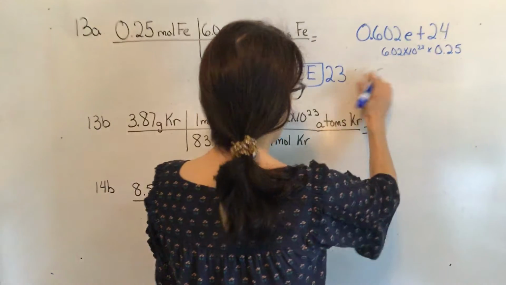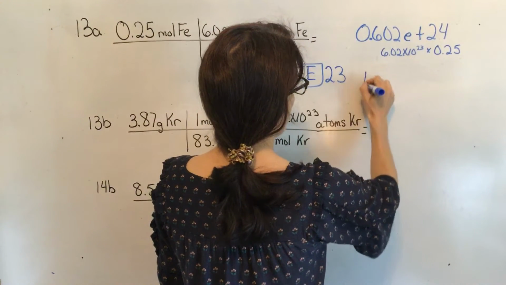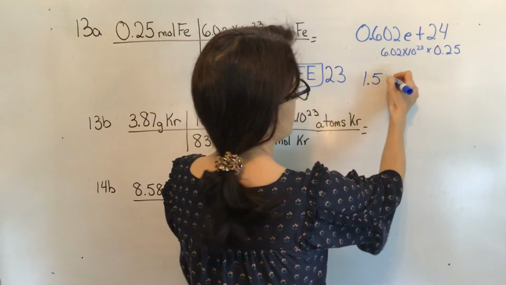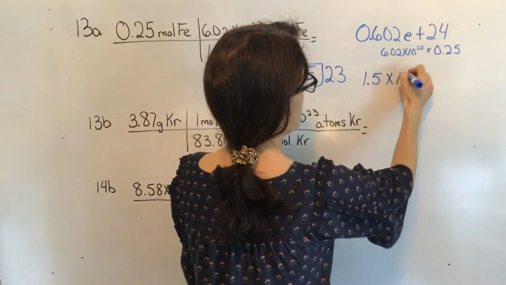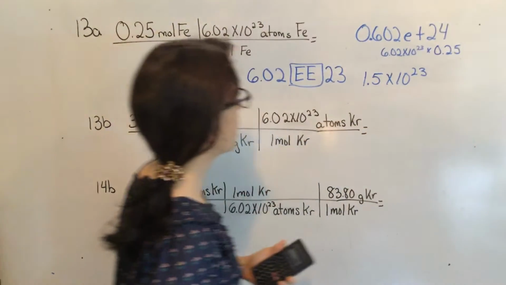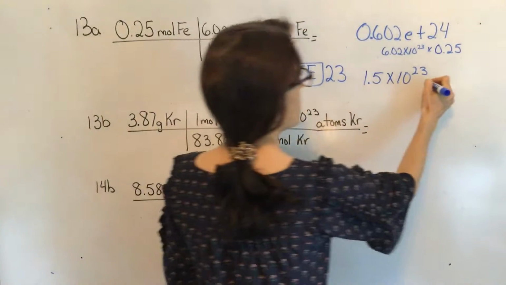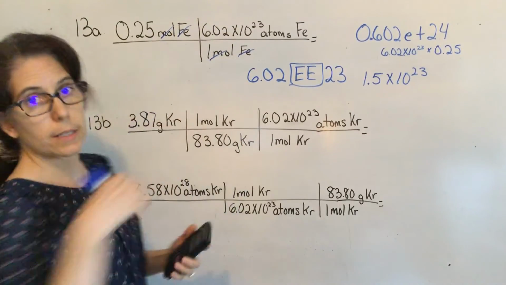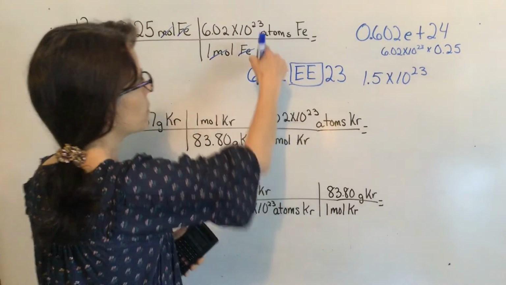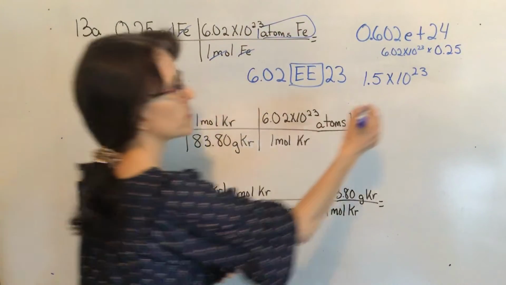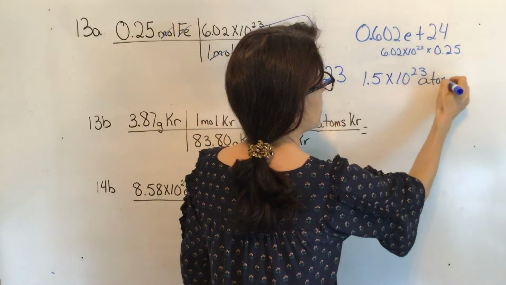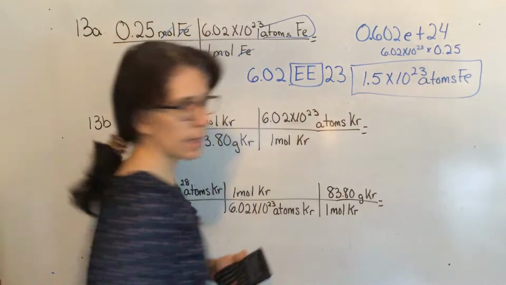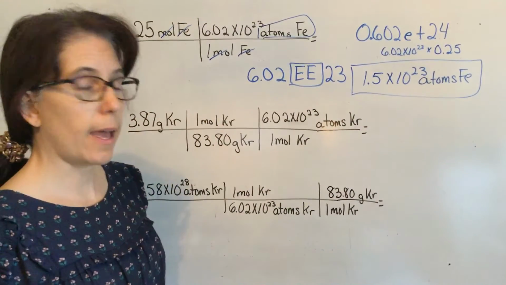Okay, so I got the number on my screen. It looks like 1.5, and then I'm ignoring the 05 because of significant digits, times 10 to the 23rd. So that should be the answer you get. And then, of course, after you do your calculations, we showed that our substance canceled out, our moles canceled out, and we're left with atoms of iron. So we want to rewrite that in our answer, atoms of iron. All right, so that will be the answer to 13A.